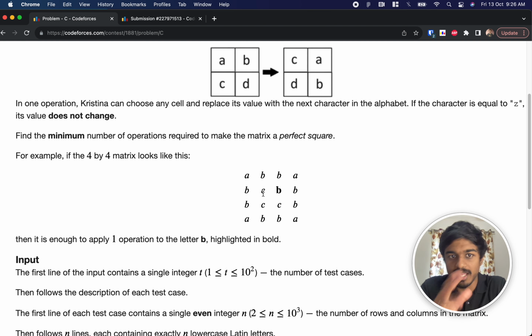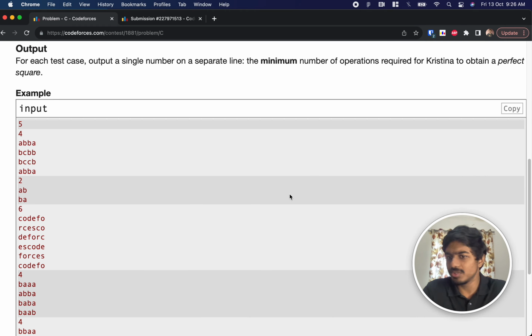Our goal is to find the minimum number of replacements needed in the original matrix so that after rotation, the matrix is a perfect square. The original matrix and the 90 degree rotated matrix should be the same. Here we got a matrix. If we rotate it, it is not a perfect square. But if you replace this B with C, with one operation, then if you rotate it, it becomes a perfect square. It is enough to apply one operation to the letter B. This is the example that they give.